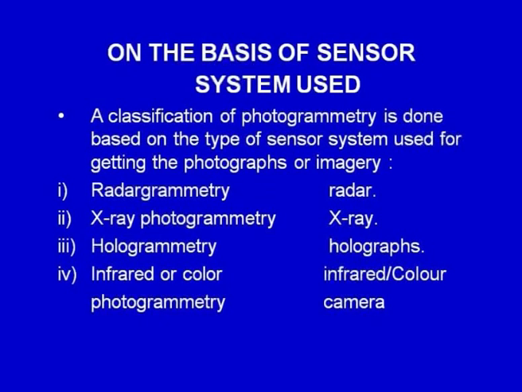The classification of photogrammetry is done based on the type of sensor system used for getting the photograph or the image, and these could be categorized as radargrammetry, wherein the sensor used is a radar. The next category is X-ray photogrammetry, wherein we may use X-ray equipment to acquire the image. Third is hologrammetry, wherein we get holographs, which are very commonly used nowadays to prevent violations of copyright of printed materials or equipments. The next is infrared or color photogrammetry, wherein we use an infrared or a color camera.